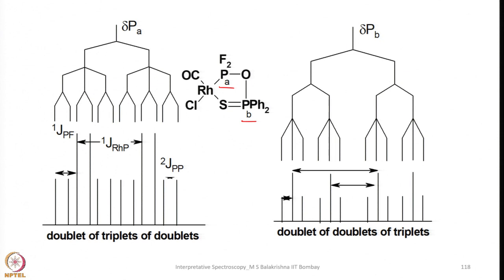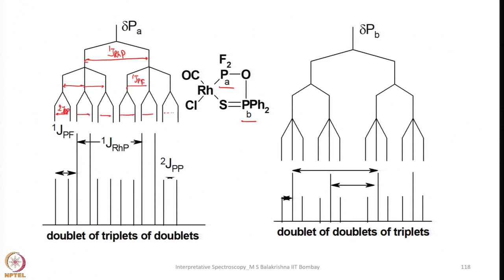First, look at PA. It first couples with rhodium, because the rhodium to phosphorus coupling is larger than the phosphorus to fluorine coupling. So it gives a doublet, and this is the 1J rhodium-phosphorus coupling. Now it is coupled with fluorine. Since two fluorine atoms are there, each of the doublet lines is split further into a triplet, and this is the 1J PF coupling. Next, PB is two bonds apart, so PB also couples with PA, splitting each line into a doublet. This is the 2J PP coupling.